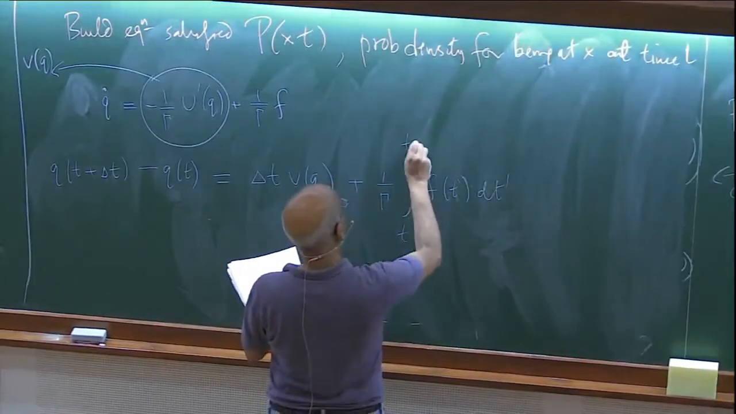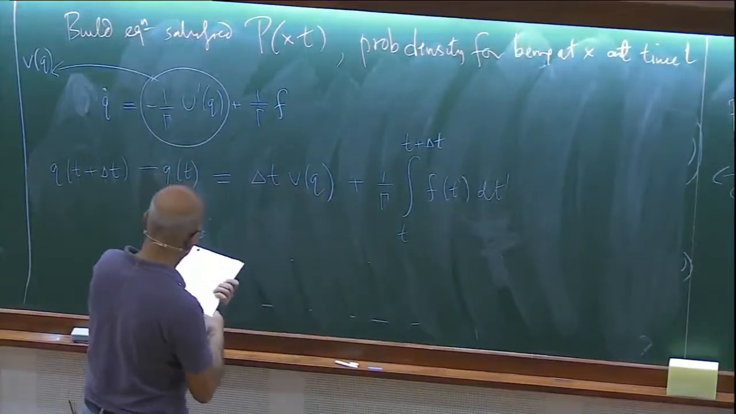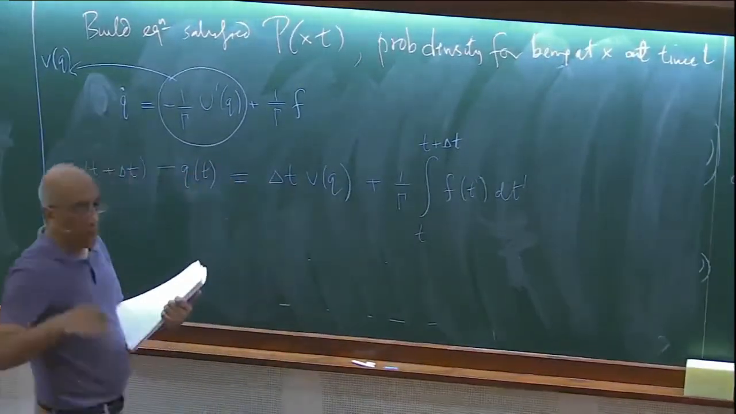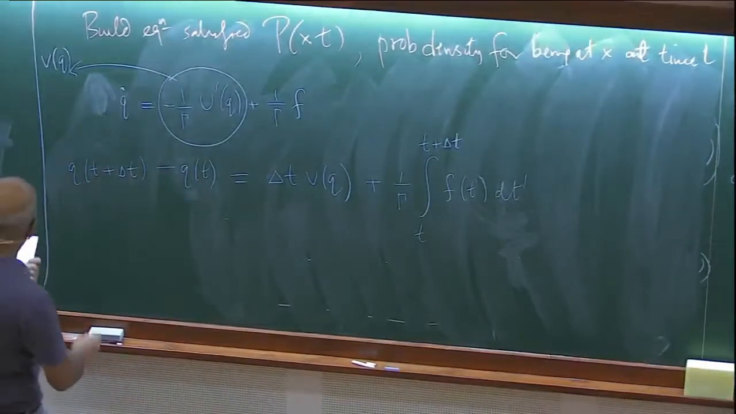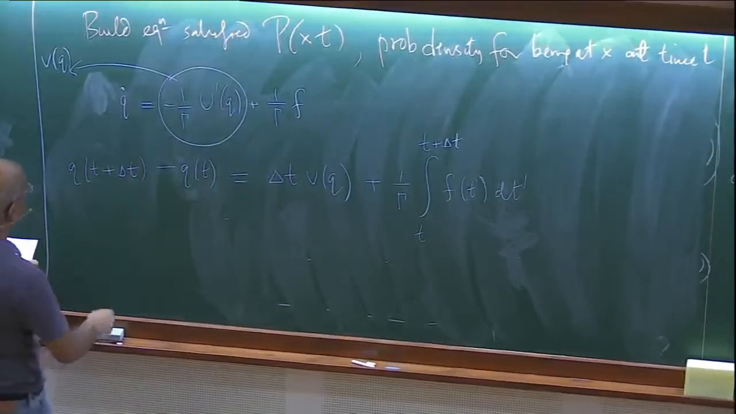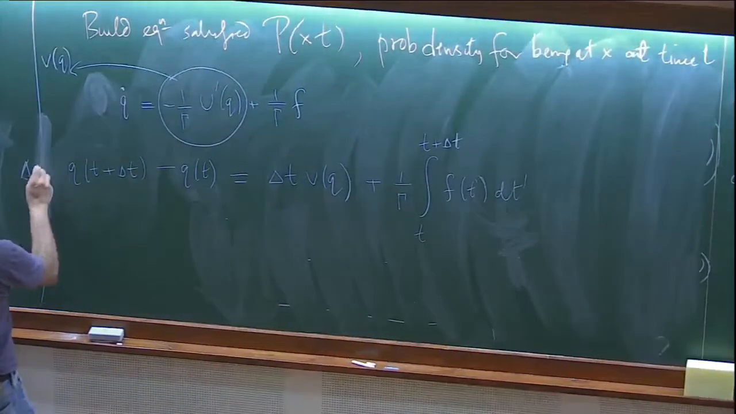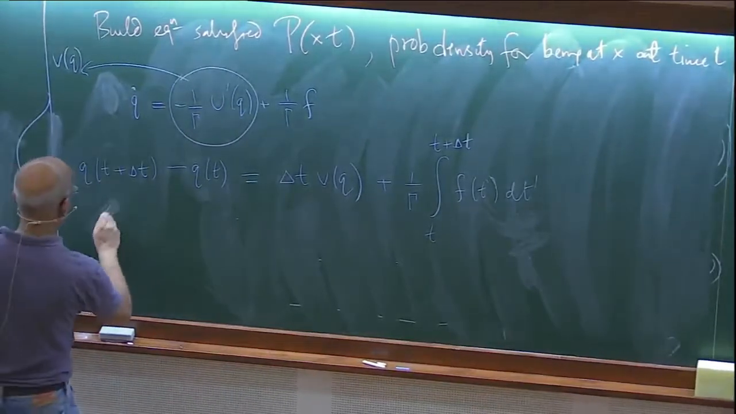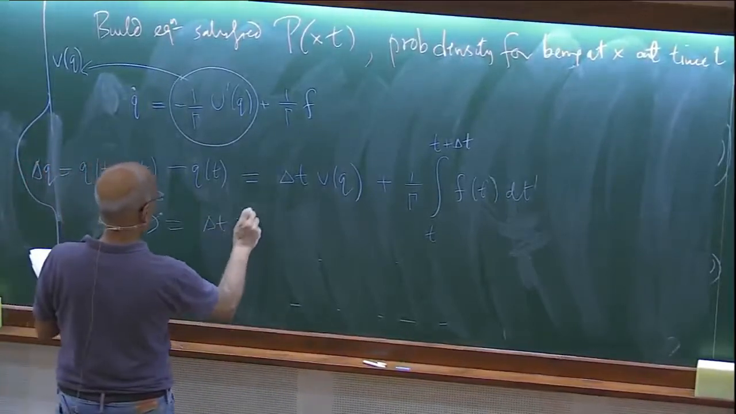From t to t plus delta t. You could worry about whether I should do something like this here, but you can check post facto that you don't need to. Okay? And what we want to ask, so then we know that, let's call this delta q. Then average delta q is clearly just delta t times v of q.